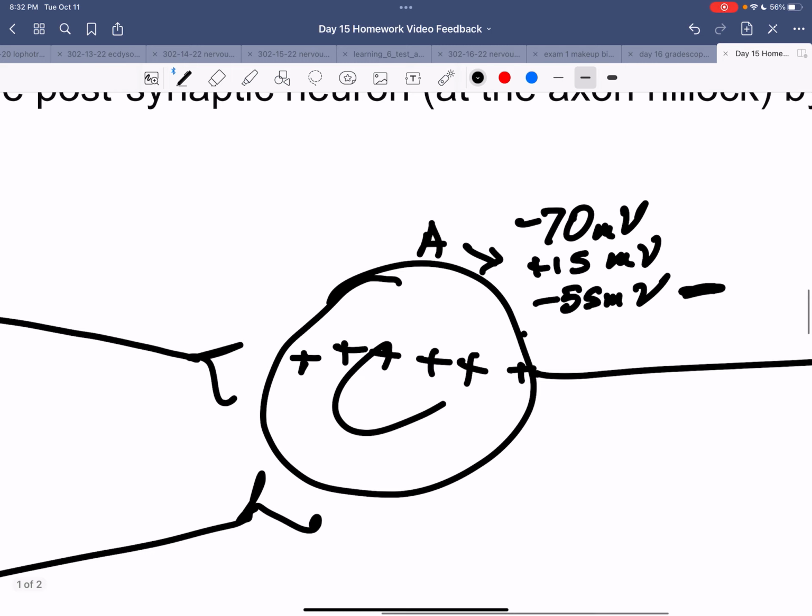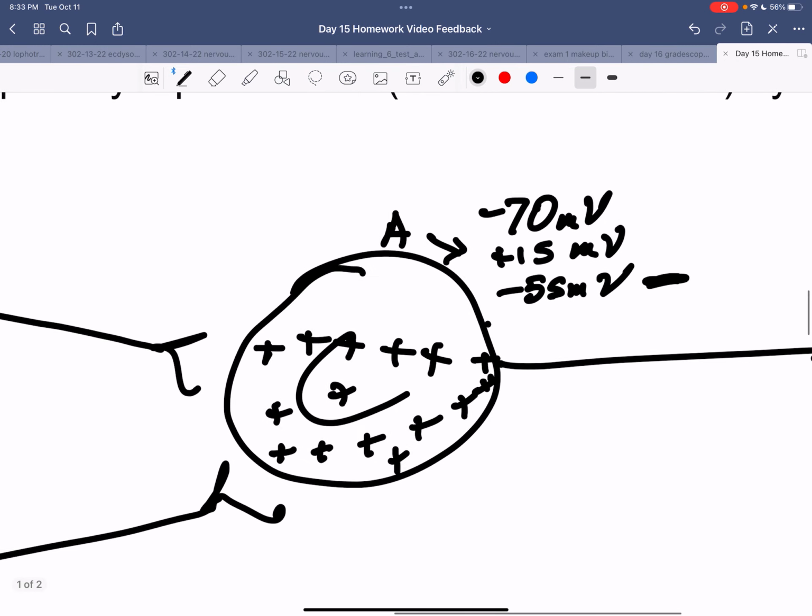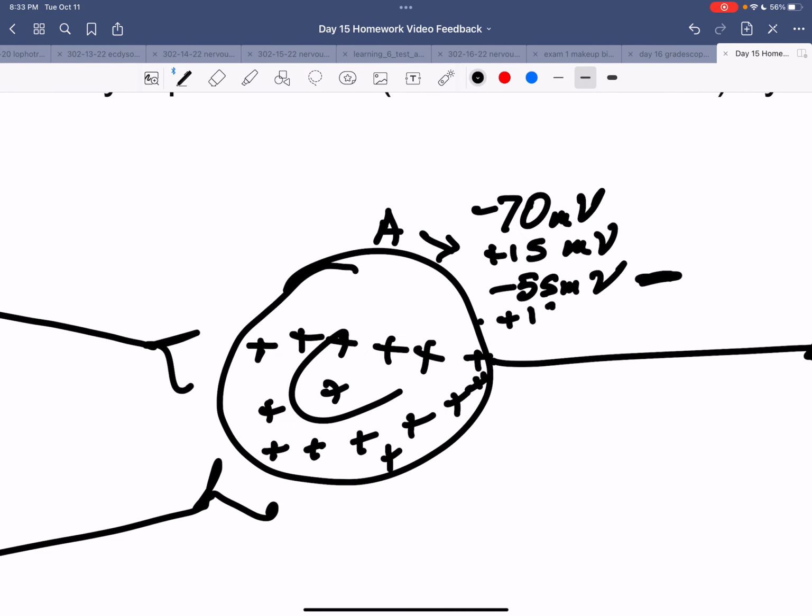But if at the same time we had action potentials from neuron B, and some of that charge, again, dispersing through the whole cell, but some of it makes it to the axon hillock, and that also was plus 15 or even plus 10 millivolts, depolarizing for 15 millivolts. Add these two together, we're at minus 40 millivolts. That is threshold.